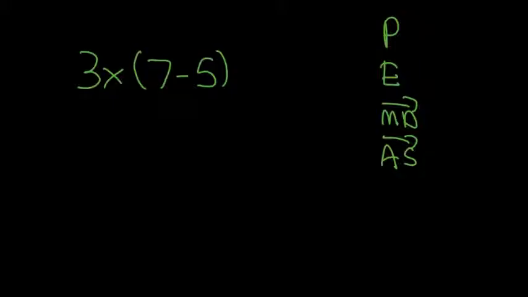Alright, next we have 3 times and then parentheses, 7 minus 5. So we do have parentheses on this, so we have to start with the parentheses first. So we're going to do 7 minus 5 first, which is 2, and then 3 times 2 is 6.